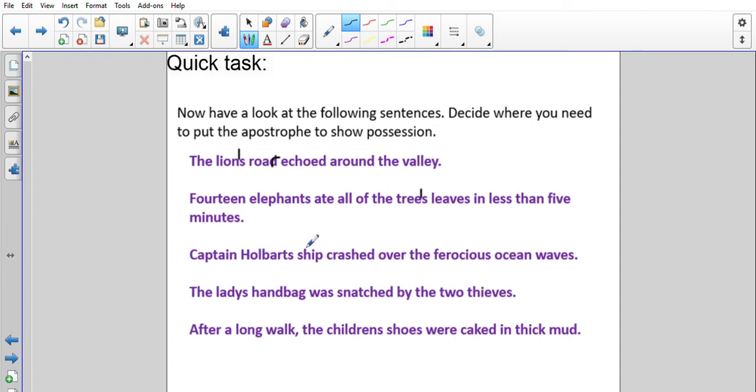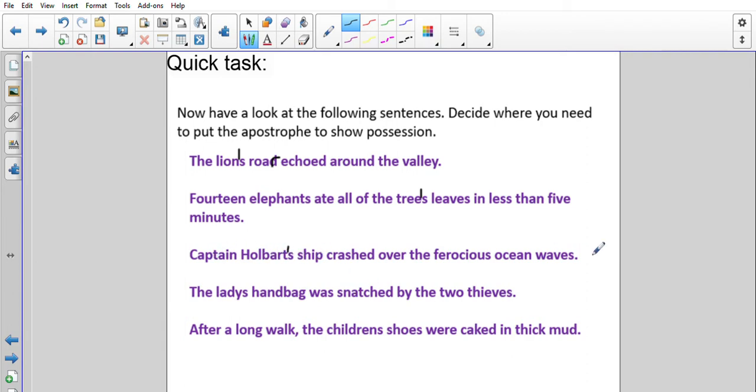Captain Holbert's ship crashed over the ferocious ocean waves. Again, we've got 3 words there that end in S. So we need to find the word that shows that something belongs to it. So well done if you said Captain Holbert's ship. The ship belongs to Captain Holbert.